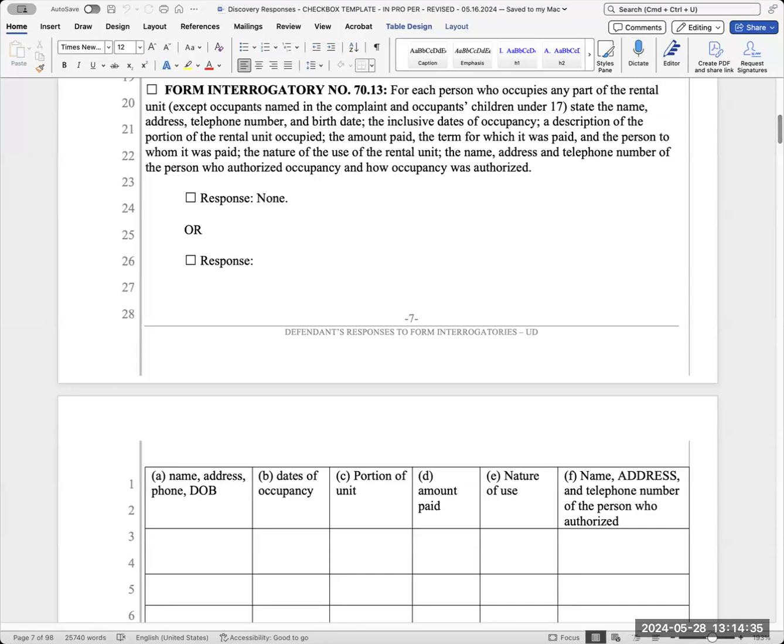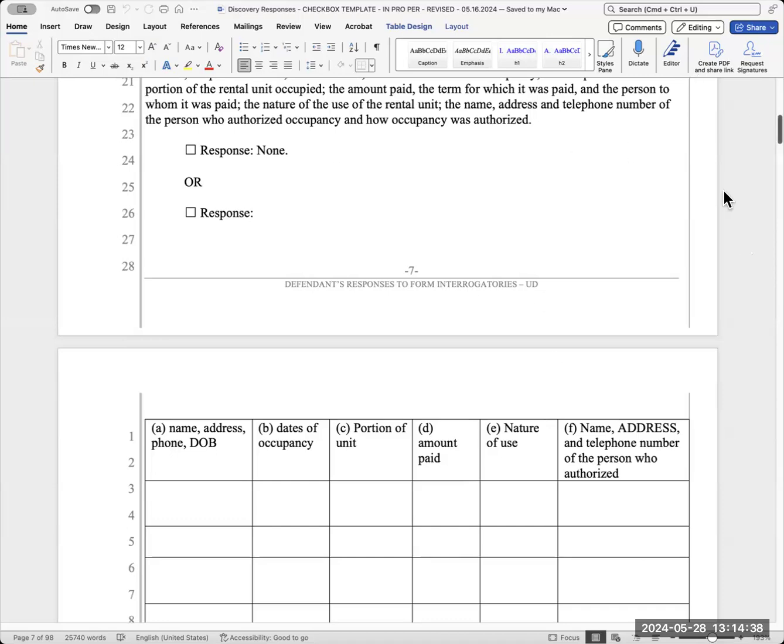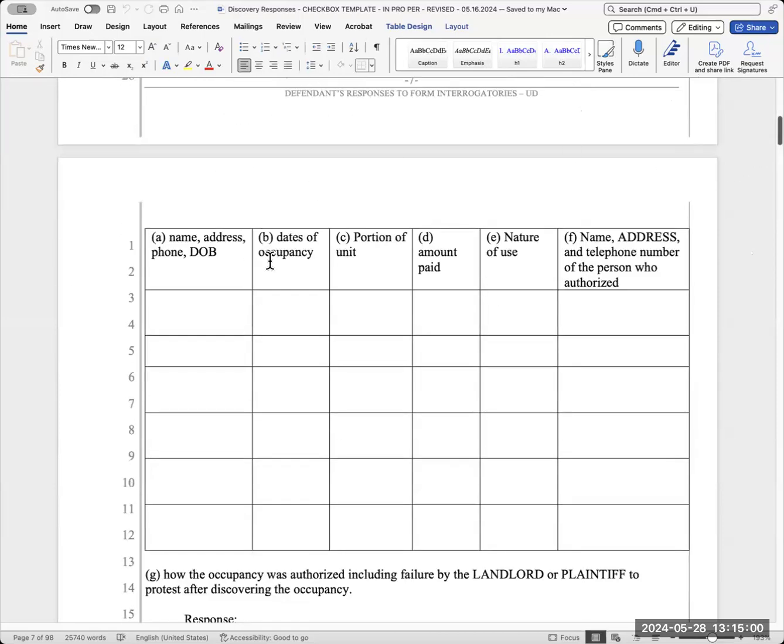It's a lot of information. This only applies if there is someone who's living in the unit who's 18 or over and not named in the complaint. Okay, so if anyone who's living in the unit is named in the complaint, you check here and we'll go to the next question. Otherwise, check here. Sometimes we have a roommate that's not named in the complaint, and you're going to put their information here.